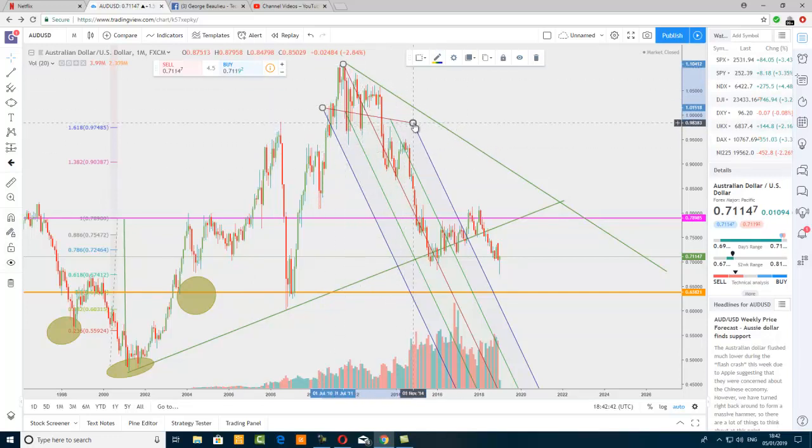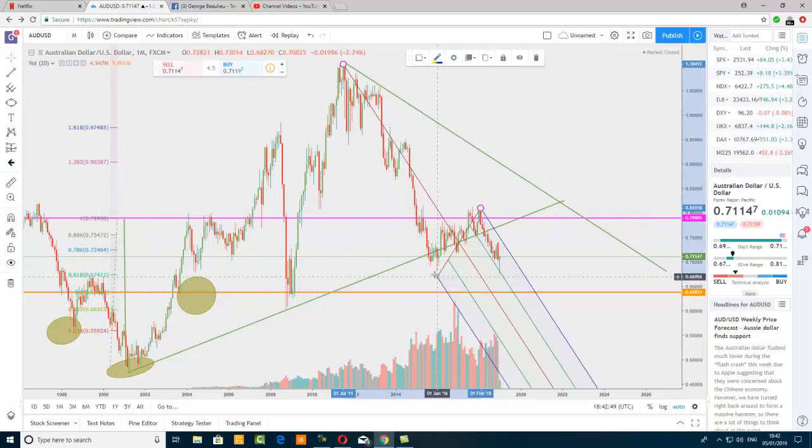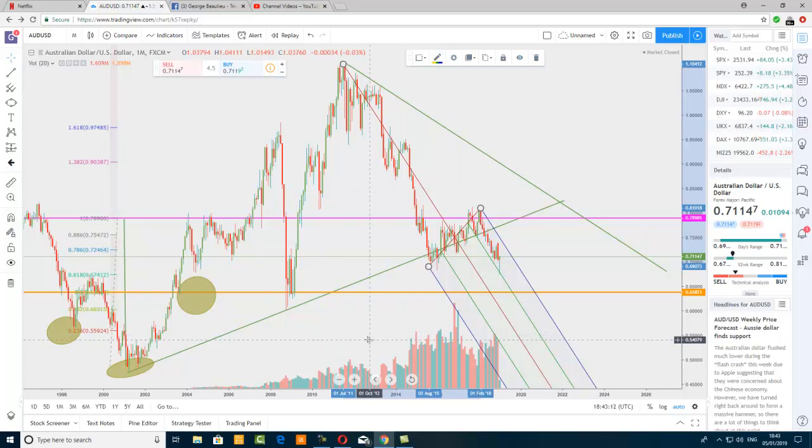So we use the Andrew Pitchfork tool to determine a possible path that the price will take. I want you to use 3 points here. The first point, the top here. The second point, this one here, which is February 2018. This one here, August 2015. I'm on the monthly chart, so the Pitchfork tool will determine the possible path that the price will take.